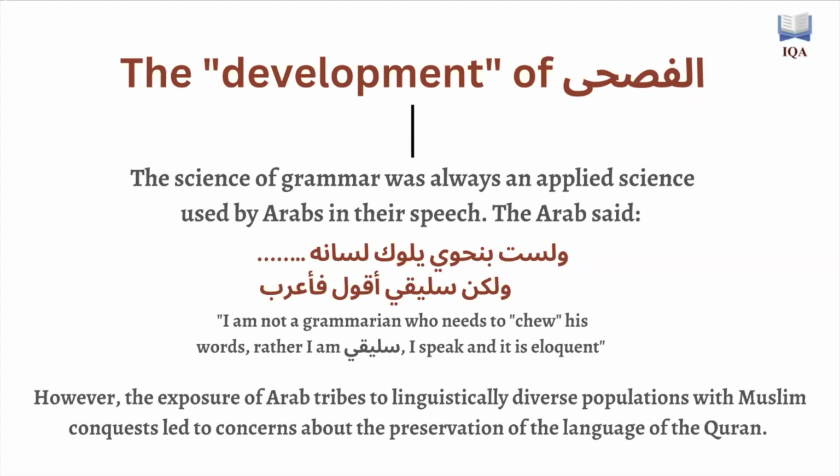If we want to understand Fusha, we should look at how the science of grammar and the sciences of the Arabic language were developed. That will give us a better understanding of what exactly Fusha is. If you look at, for example, the science of grammar, the science of Nahu in the Arabic language, we'll see that it was always an applied science that was used by the Arabs in their speech. Anybody who's studying Arabic will see that we talk about the rules of grammar: marfu', mansub, majrur, mubtada, khabar, the predicate, and so on. That's what I'm talking about when I talk about the science of grammar.